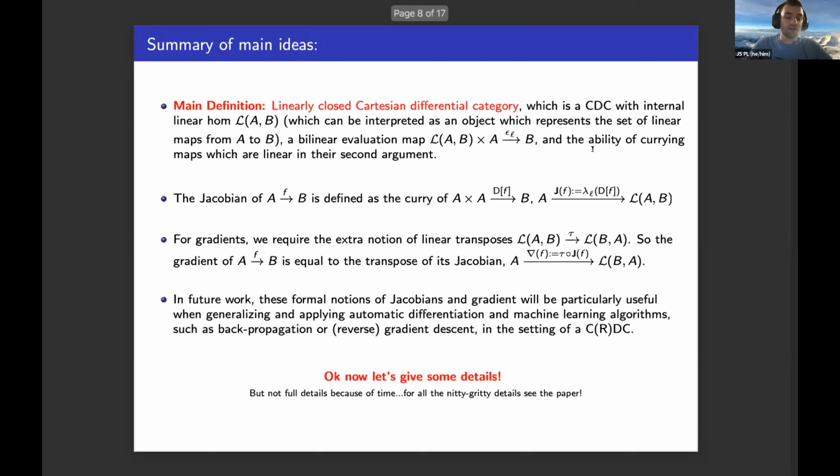And then the Jacobian is going to be defined just as the curry of the derivative of f. And to define gradients, I also need this extra notion of having a transpose, because I'll define the gradient as the transpose of the Jacobian.